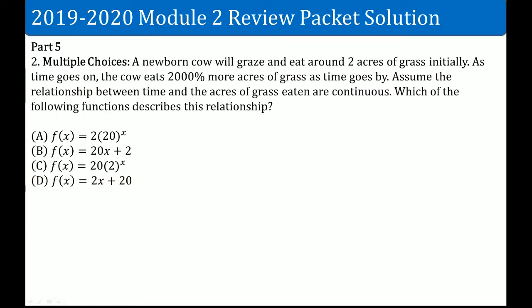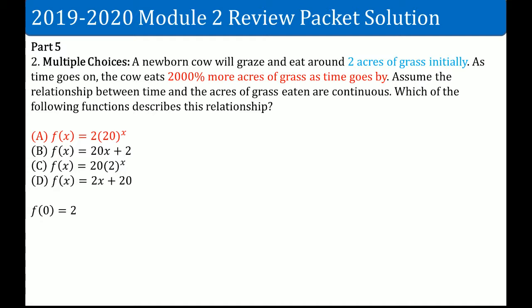Number 2, a newborn cow will graze and eat around 2 acres of grass initially. As time goes by, the cow eats 2,000% more acres of grass. This is actually a real life number. It takes a lot of acres of grass and water to actually make a cow. Okay, so that's the reason why beef is expensive. All right, so you're going to assume the relationship between the time and the acres of grass eaten are continuous. So certain things that I highlighted here are the 2 acres of grass initially, okay, and the 2,000% more acres as time goes by.